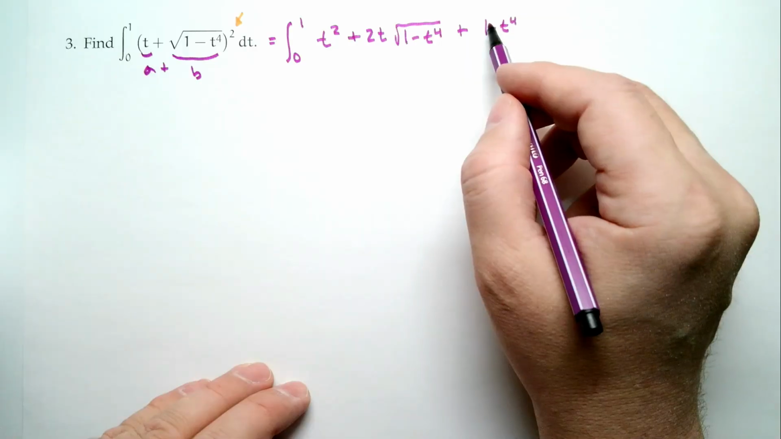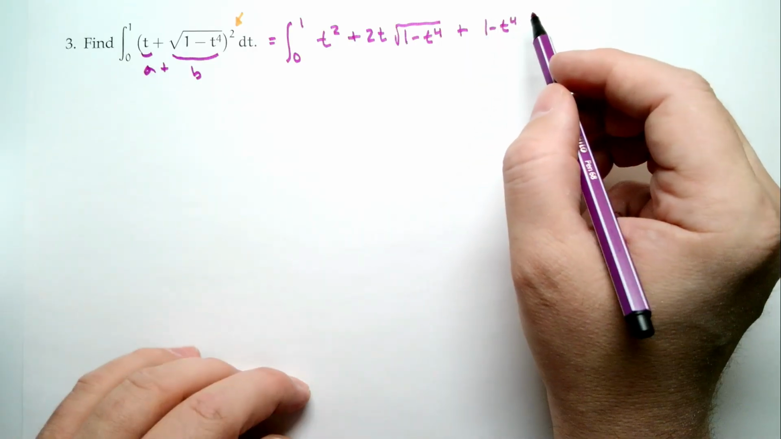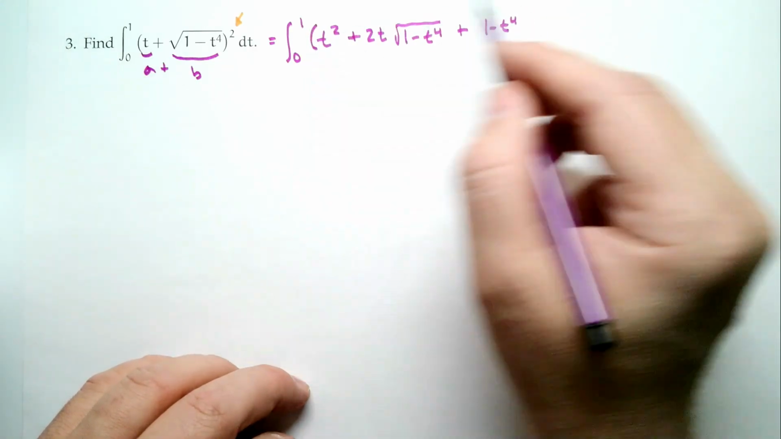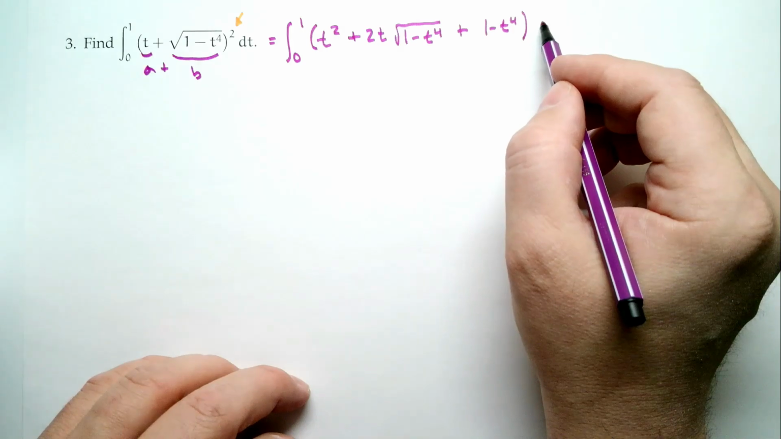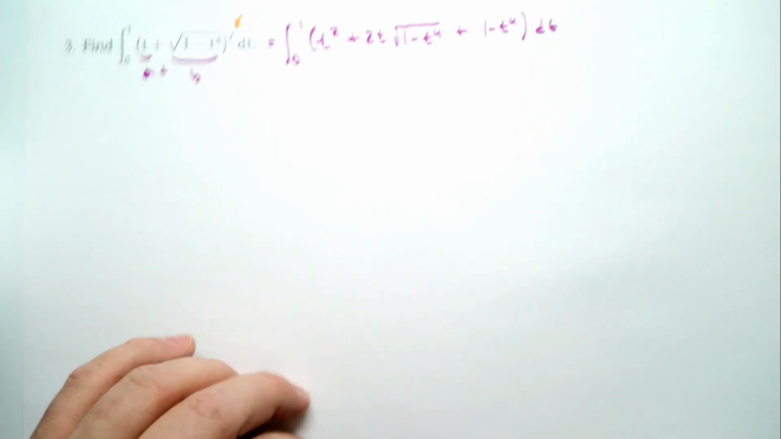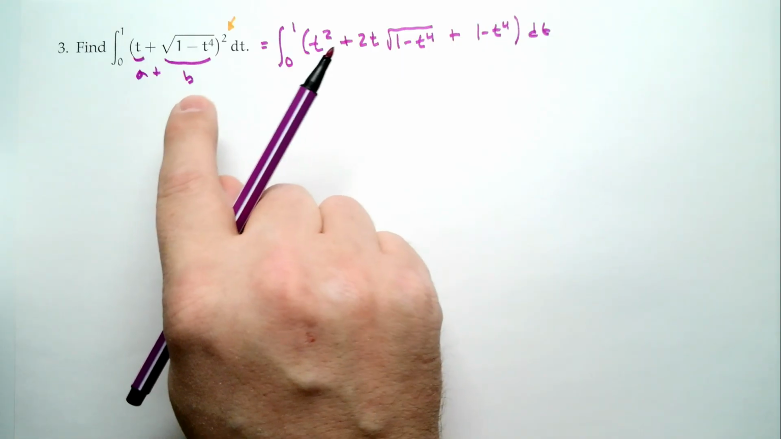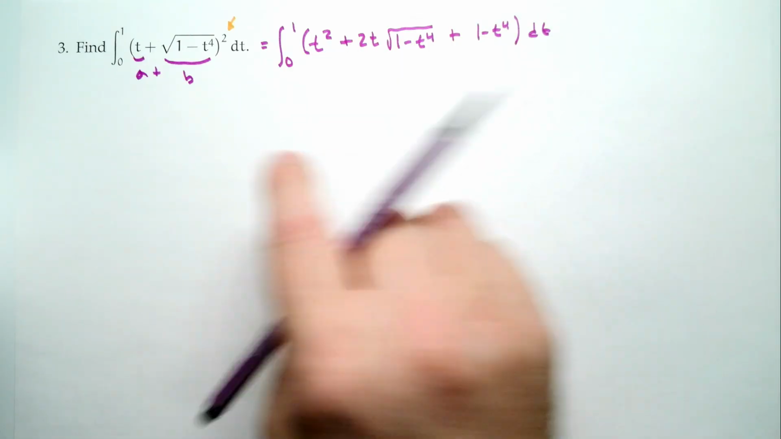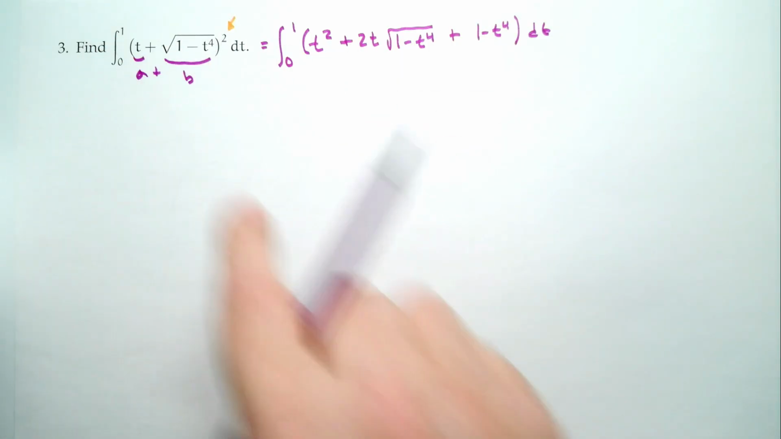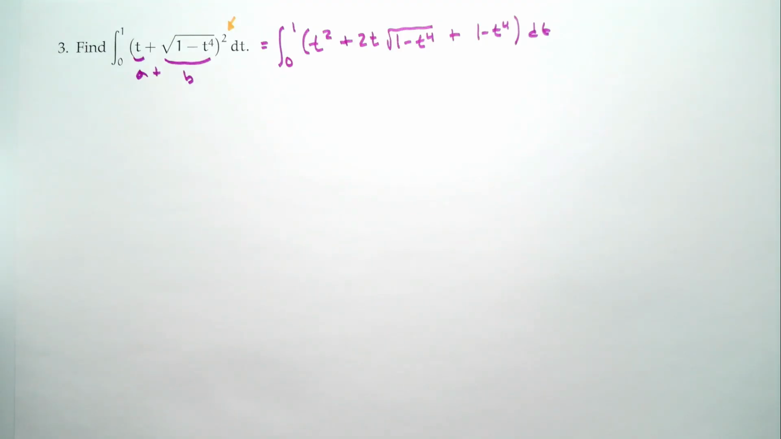Now, you might say, and if you hang out around me often enough, you'll say, well, Steve, I'm really skeptical about that last step. Technically, if you square a square root, you might say, shouldn't there be an absolute value? No. Look, we're between 0 and 1. So 1 minus t to the 4th is always positive. No worries.